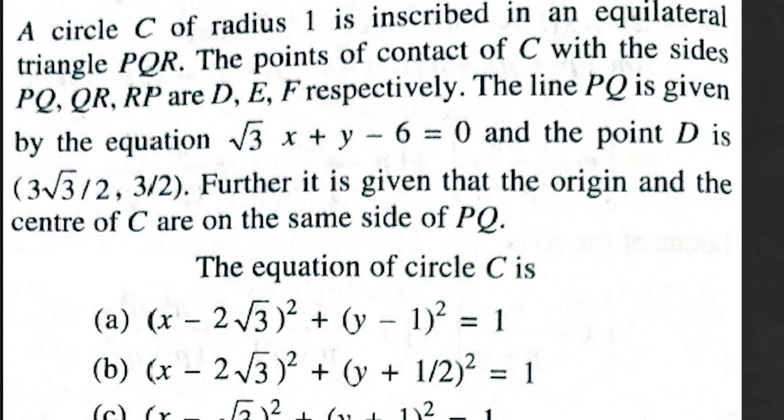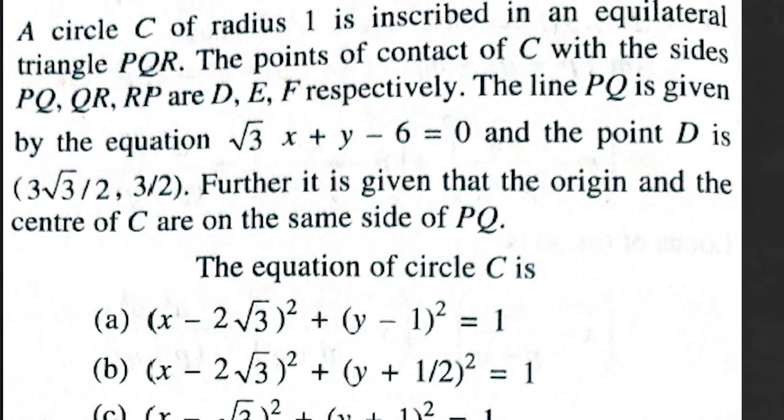Now here the question is, a circle of radius 1 is inscribed in an equilateral triangle PQR. The points of contact of C with the sides PQ, QR and RP are D, E and F respectively. The line PQ is given by the equation root 3x plus y minus 6 equals 0, and the point D is (3 root 3 upon 2, 3 by 2). Further, it is given that the origin and the center of the circle are on the same side of PQ. Then which of the following are correct?